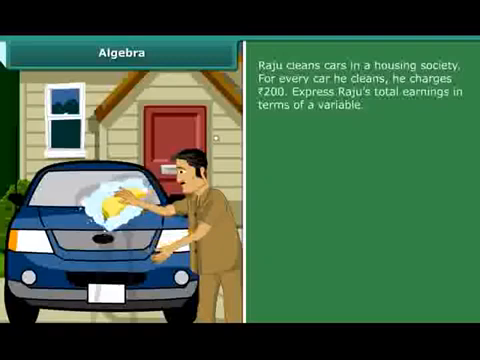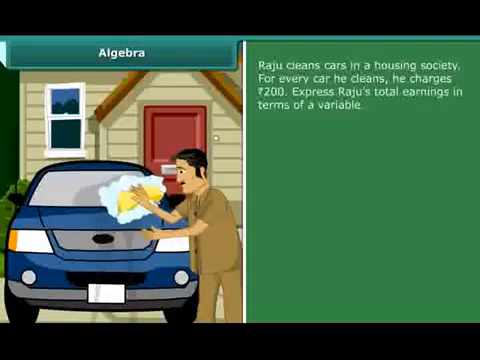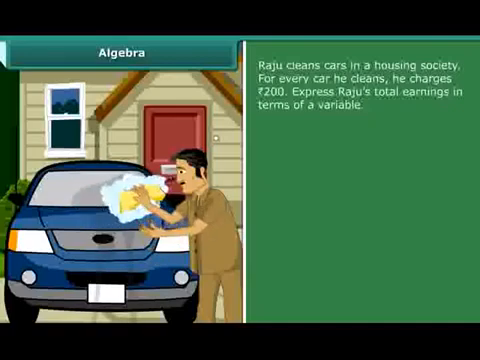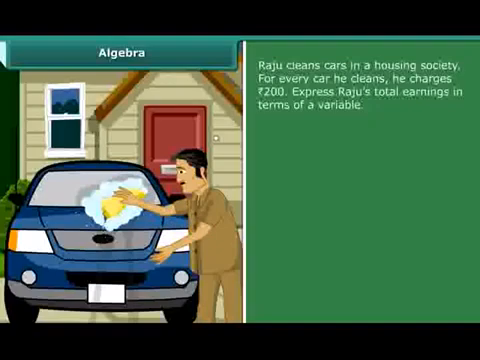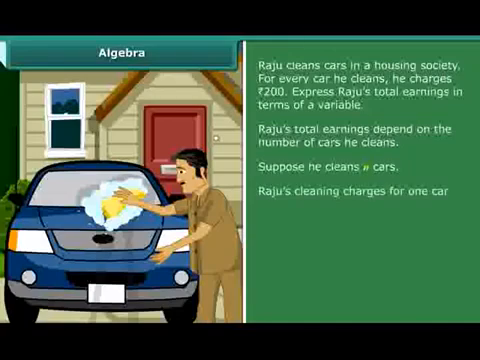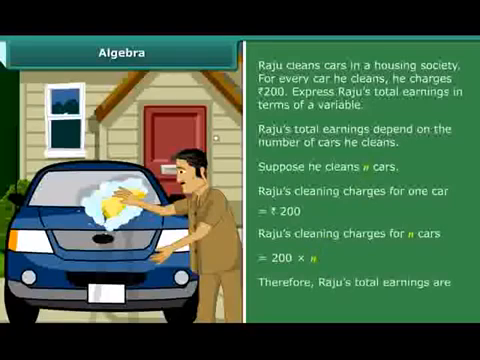Raju cleans cars in a housing society. For every car he cleans, he charges 200 rupees. Express Raju's total earnings in terms of a variable. Raju's total earnings depend on the number of cars he cleans. Suppose he cleans n cars. Raju's cleaning charges for one car is 200 rupees. Raju's cleaning charges for n cars is equal to 200 into n. Therefore, Raju's total earnings are 200n rupees.